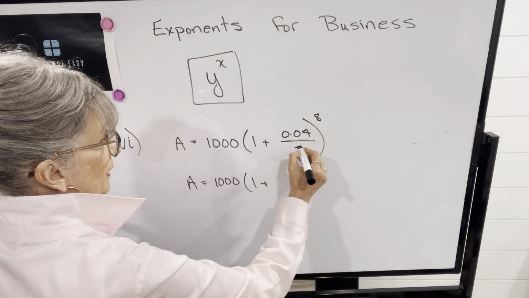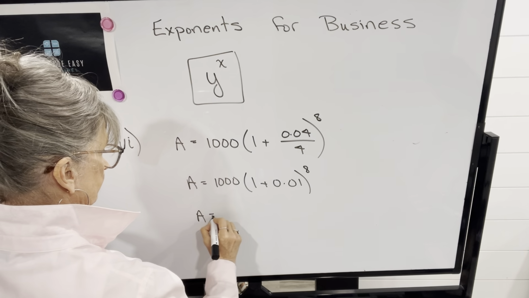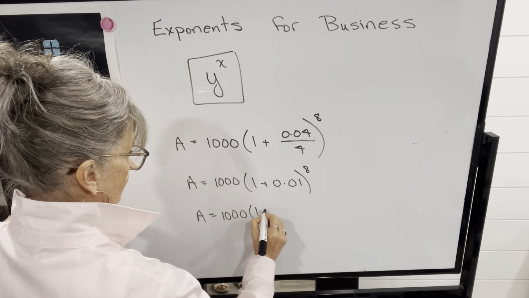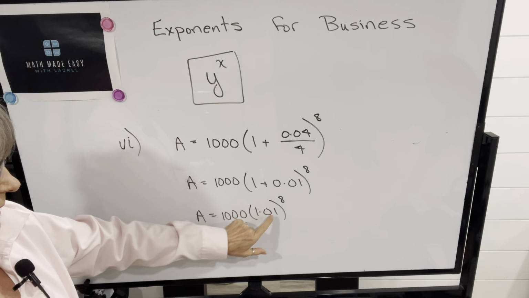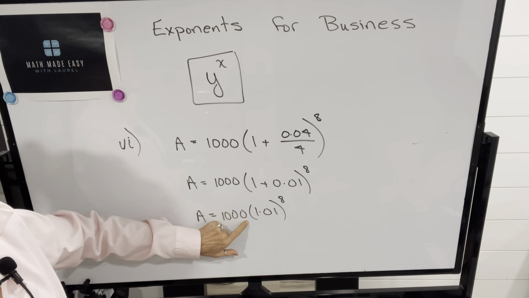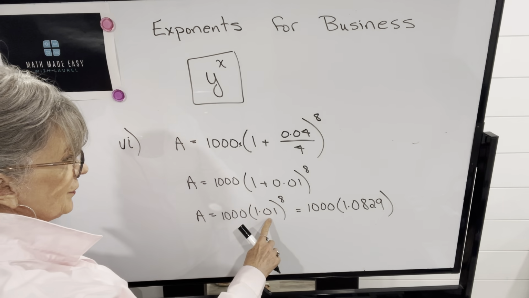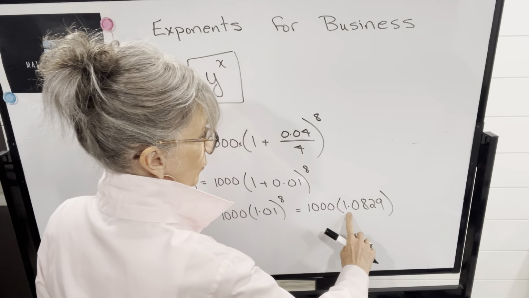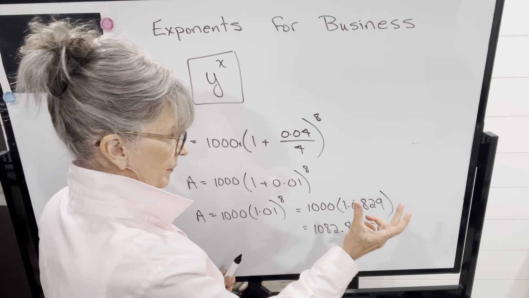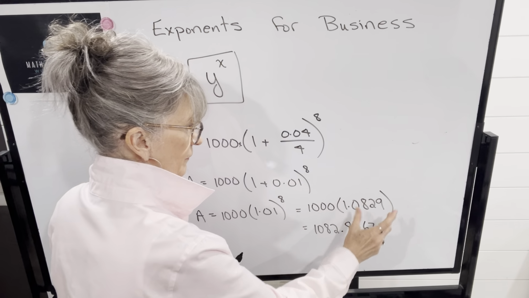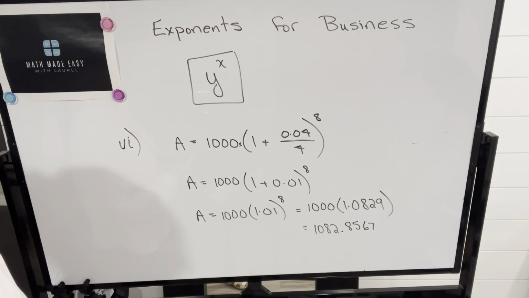So 0.04 divided by 4 will be 0.01. I add those. Then according to BEDMAS, I do my exponent first, and then I do multiplication. So let's take 1.01 and raise it to the power of 8. 1.01 raised to the power of 8 will equal 1.0829. And now I can multiply that by 1,000. Using the value on my calculator, not this rounded off value, I will get 1,082.8567 rounded off to 4 decimal places.